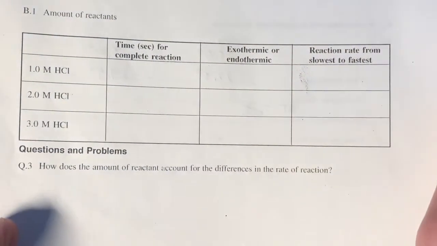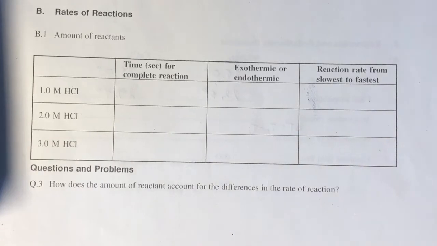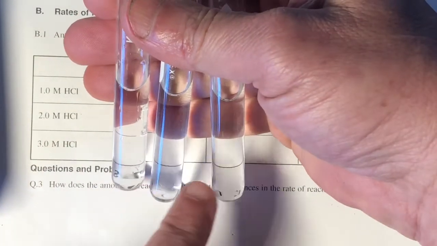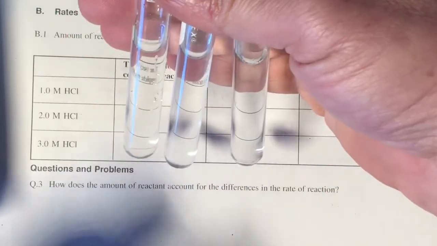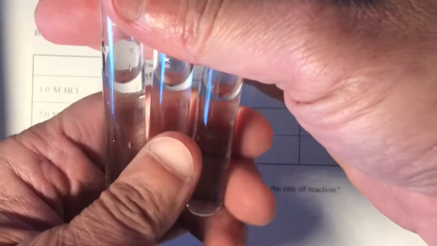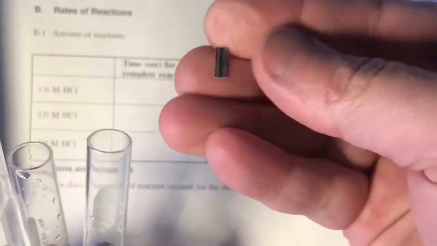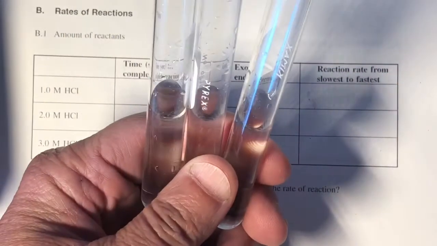The next part I'm going to try to do as a visual here. So what I've got is 3 test tubes that have, from left to right, 1, 2, and 3 molar hydrochloric acid. So that's going to line up with these guys. So get ready to start your stopwatches here. I'm going to drop a small piece of magnesium in each one of these and just see what happens.